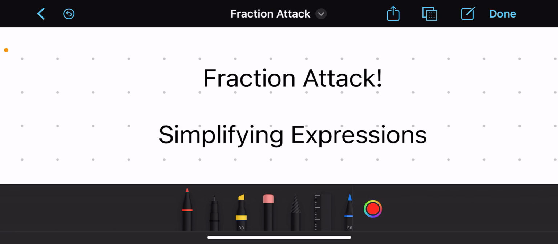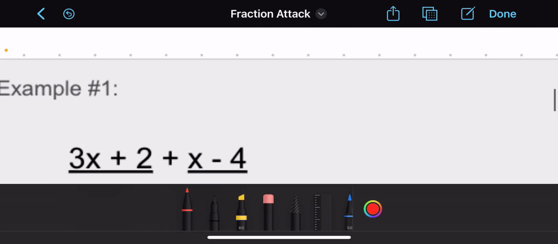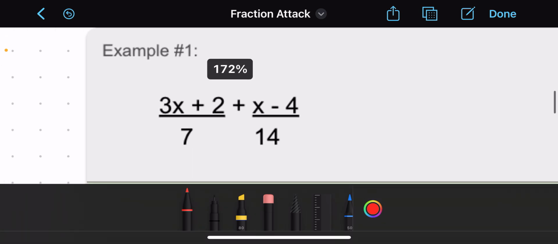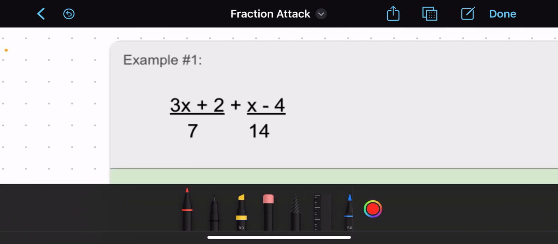In this video, we are going to do a little fraction attack with simplifying expressions. So we're using the same skills of the distributive property and combining like terms, but now we're looking at some more complicated fraction setups. As a reminder, anytime we're adding or subtracting fractions, we always need to make common denominators. So if we take a look at this example here, I notice right away that I don't have common denominators, so I'm going to need to make that happen before I can combine anything.